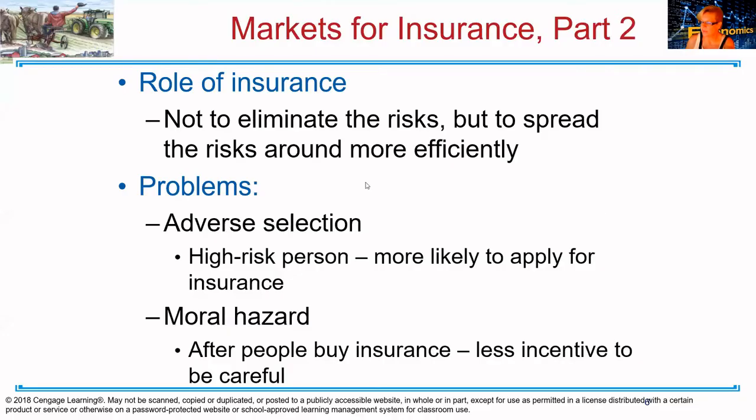Okay, so the role of insurance is not to eliminate the risk, but to make it more efficient. And there are two huge problems with insurance. One is adverse selection, okay? So adverse selection means that you purchase insurance if you're more likely to use it.